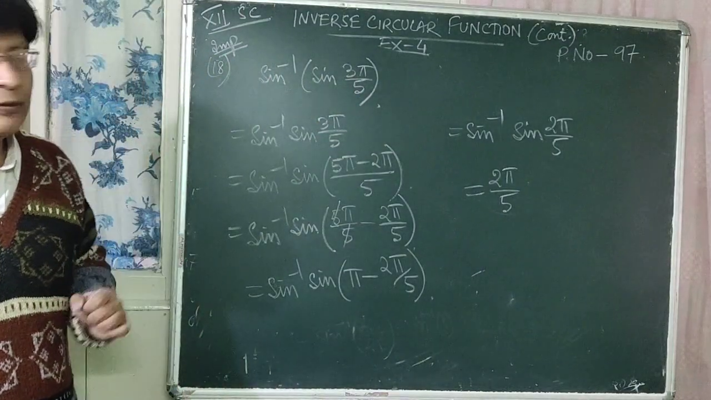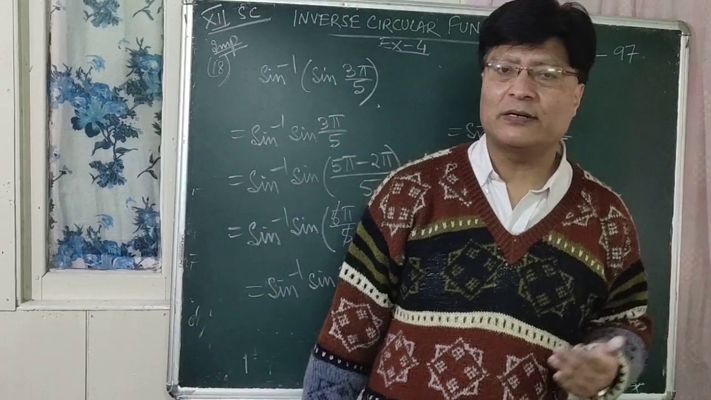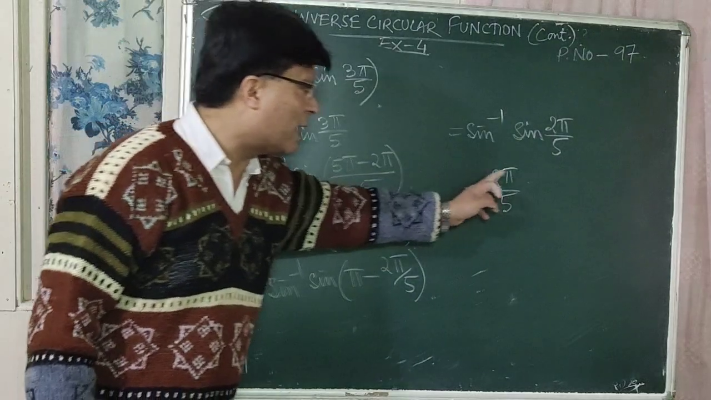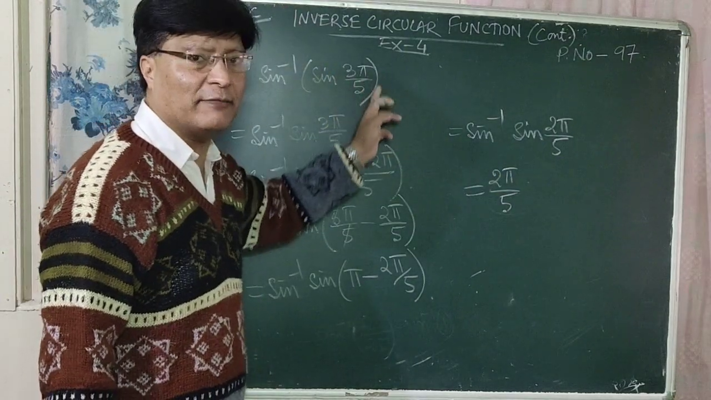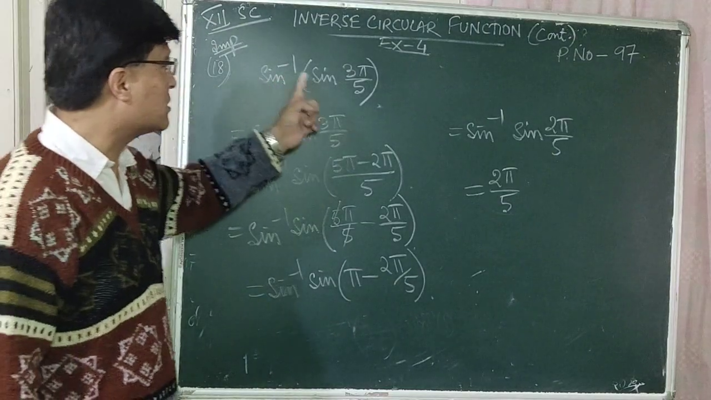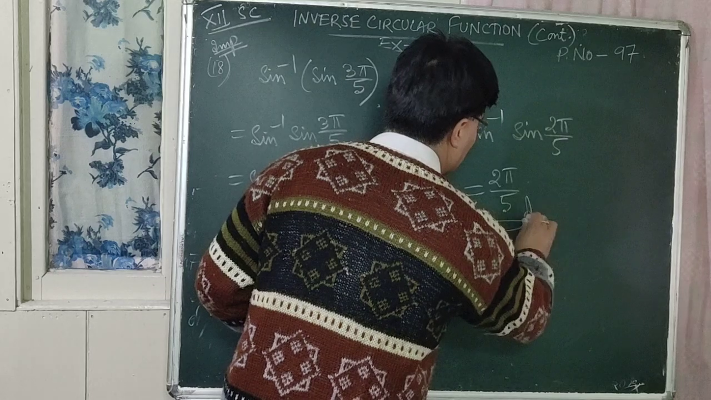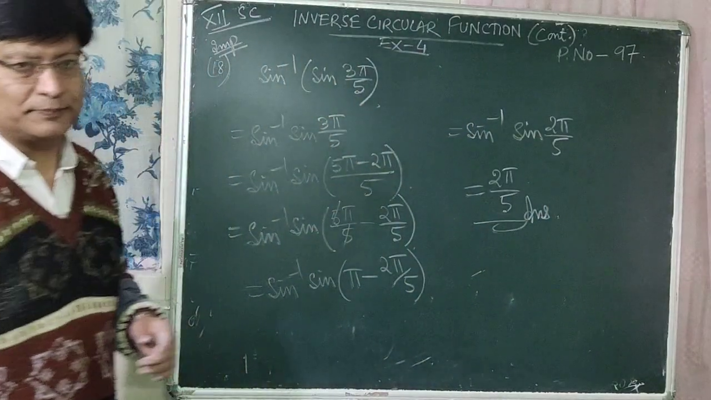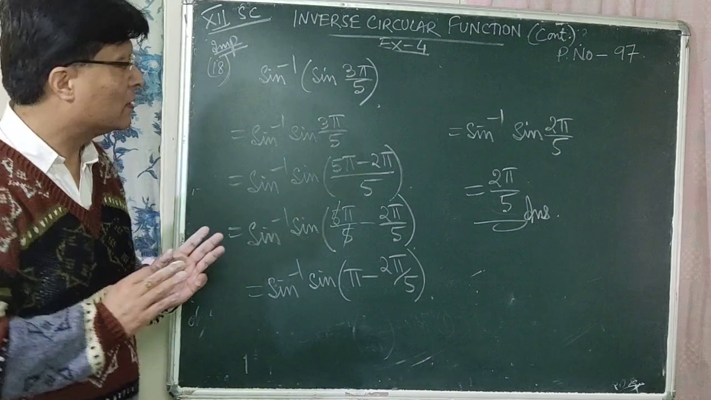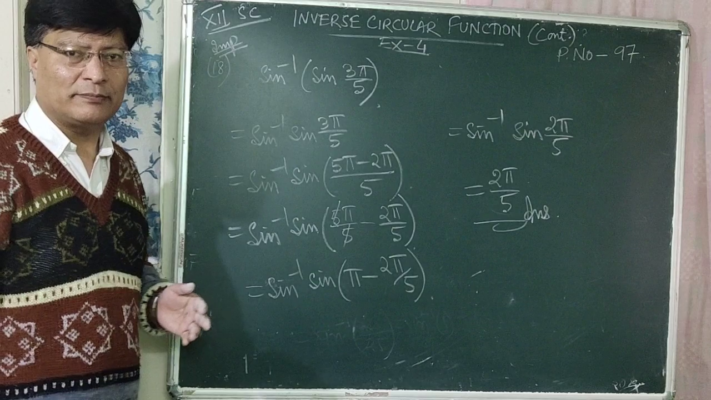I already told you the meaning of principal value. Principal value means you have to find the least value of the given inverse circular function. That means 2 pi by 5 is less than 3 pi by 5. So what is the principal value or the least value of sine inverse sine 3 pi by 5? It is 2 pi by 5. So this is the final answer. I think you have understood it. You go through the question once again.